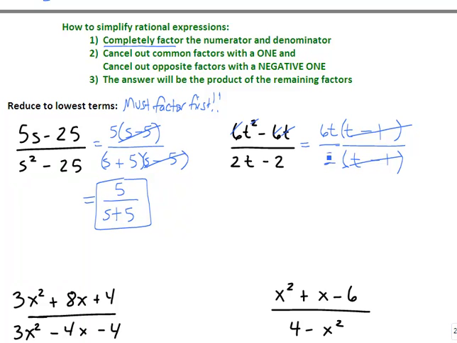And don't stop here. Look at these coefficients out front. 2 divides into 6 3 times. So what's left is our 3t, and that will be our final solution.